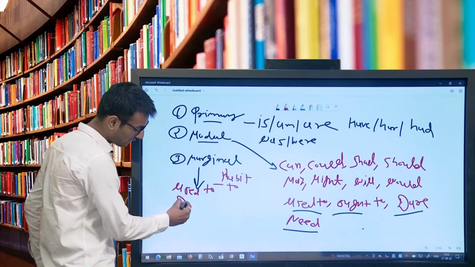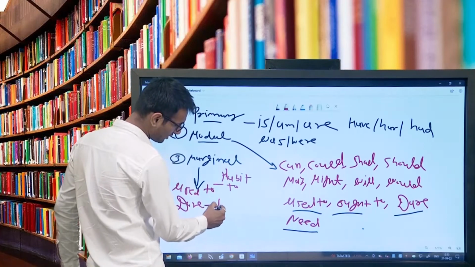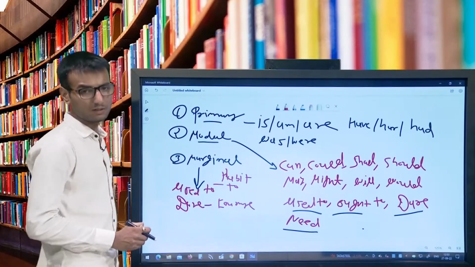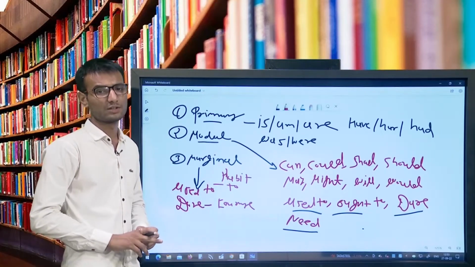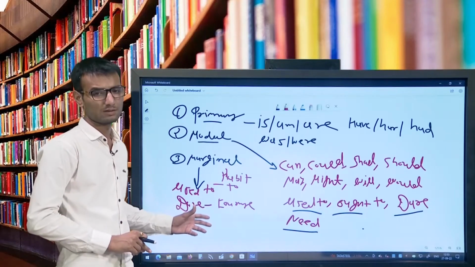Dare is also another kind of marginal auxiliary, that shows courage. Sometimes we can say you dare not. We have heard this phrase many times, that how dare he do that. Means કેવી રીતે? How?